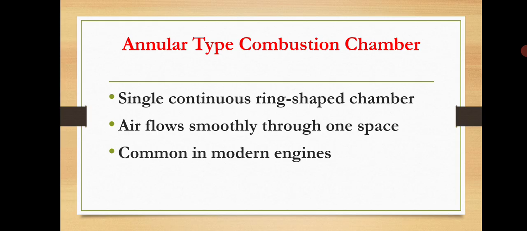An annular combustion chamber is a single continuous ring-shaped chamber used in modern engines. Air flows smoothly through one space without being divided, which improves efficiency. It is commonly used in modern gas turbine and jet engines due to its compact design and better performance.